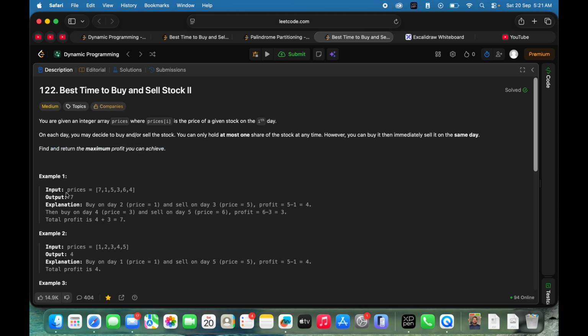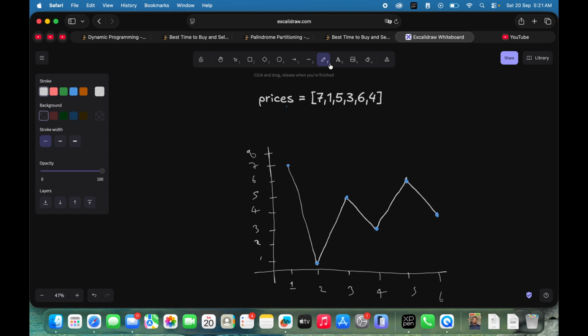Okay, fine. So let's take an example of this one. And these kinds of problems are best visualized with the help of a graph. So here we have the graph for this particular example. Here on the first day, the price is 7, as you can see here. On the next day, the price is 1. Then the next day, the price is 5. Then 3, 6, and 4. Now we have to figure out the maximum profit that we can achieve.